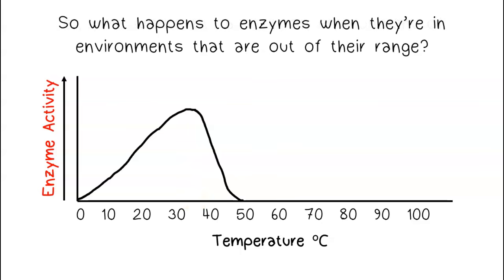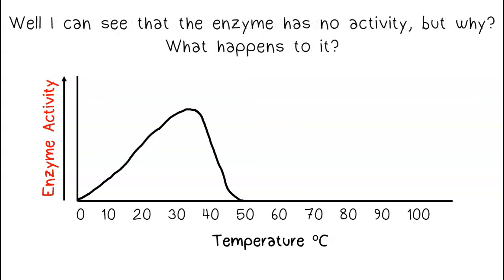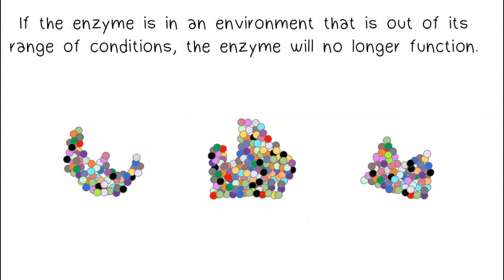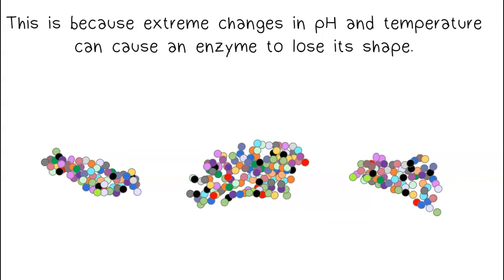So what happens to enzymes when they're in environments that are out of their range? What happens to this enzyme when the temperature surpasses 50 degrees? Well, I can see that the enzyme has no activity, but why? What happens to it? If the enzyme is in an environment that is out of its range of conditions, the enzyme will no longer function. This is because extreme changes in pH and temperature can cause an enzyme to lose its shape.